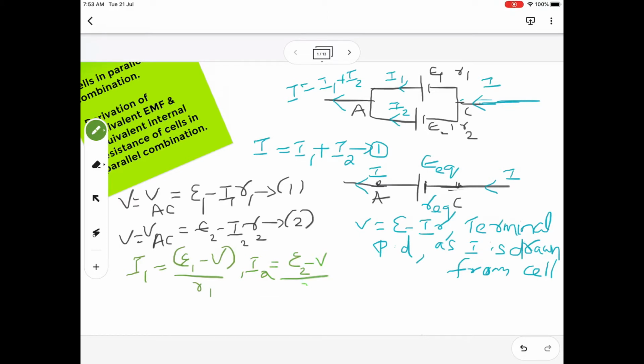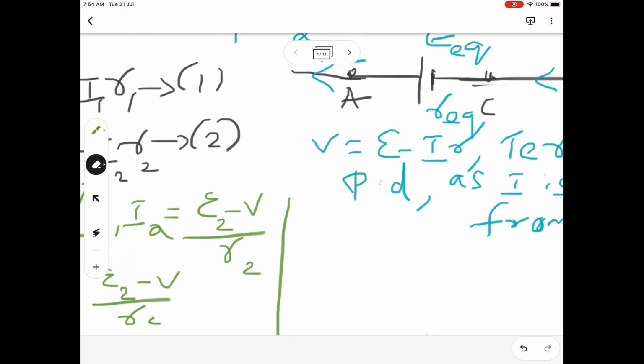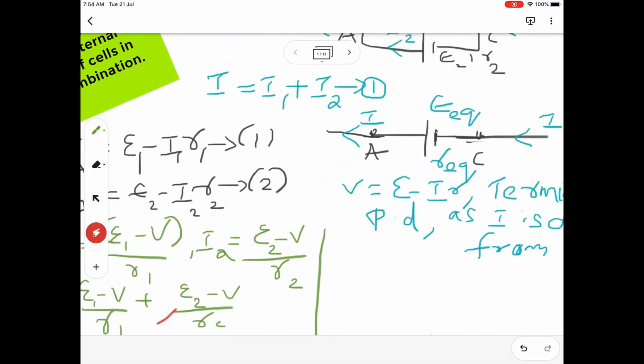From equations 1 and 2, we will write I1 and I2 separately from equation number 1 and 2. And these values of I1 and I2 can be substituted in I equals I1 plus I2. So I comes to be (E1 minus V) by R1 plus (E2 minus V) by R2. From this equation, do the simplification until you separate V, the terminal potential difference between A and C.